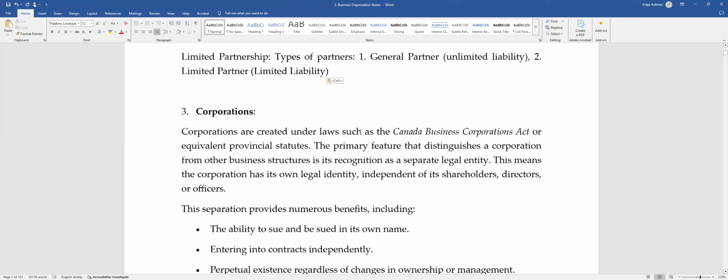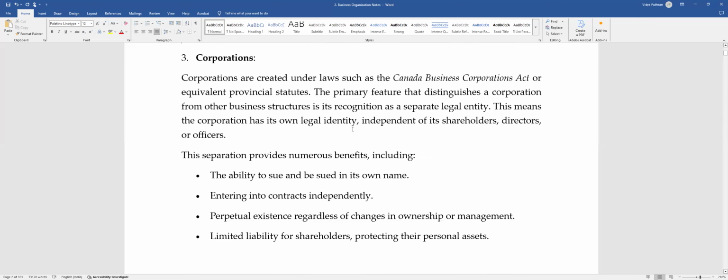Of course, we are going to explain the different types of obligations, risks, etc. in a separate chapter. So let's look at the introduction to corporations. Why is a corporation also so famous or widely approached as a form of business organization? Corporations are created under laws such as the Canada Business Corporations Act or an equivalent provincial statute. Like we saw for Ontario, the Ontario Business Corporations Act, OBCA, or here the CBCA, right? So like that, we have equivalent provincial statutes as well.